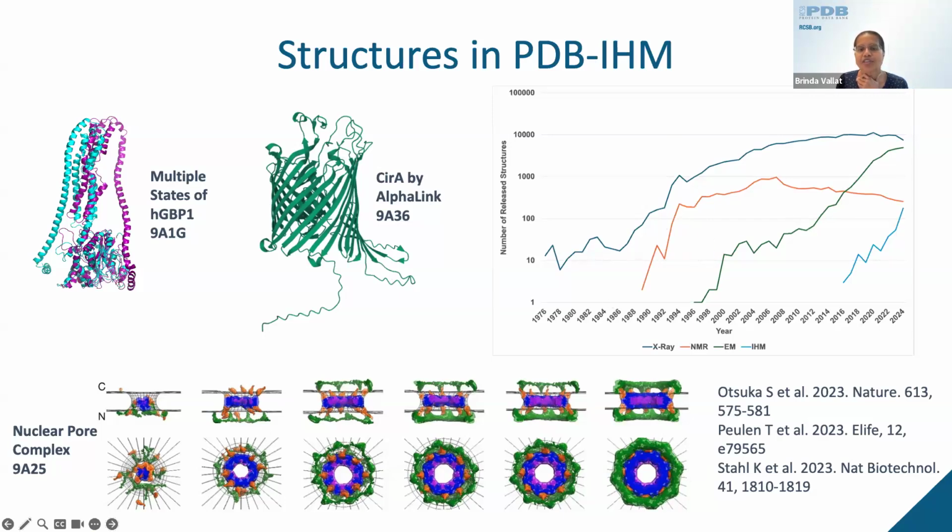So the plot here on the right shows the rate of growth of integrative structures over the past few years, and the corresponding plots for X-ray, NMR, and EM structures in the PDB. The overall trend for integrative structures is promising, and the scope for applying integrative approaches to model large macromolecular assemblies has further expanded because of the massive pool of starting models provided by deep learning-based methods like AlphaFold.